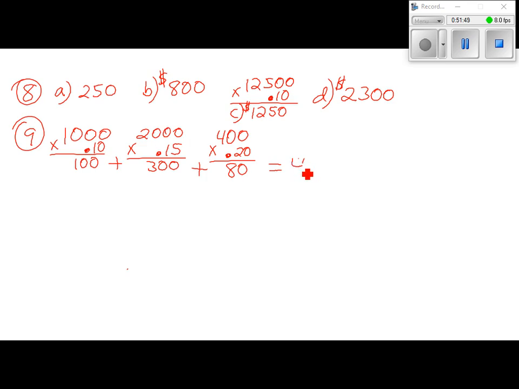I'm glad I'm good at calculation. $480, that's her commission.